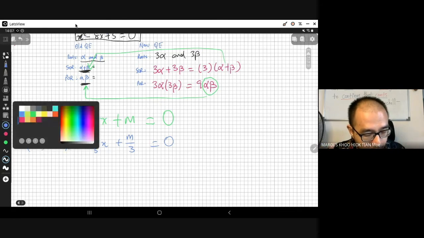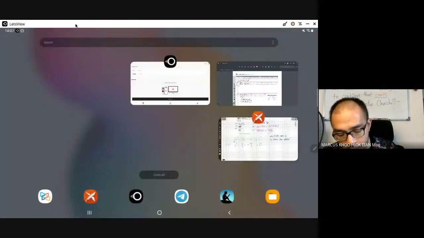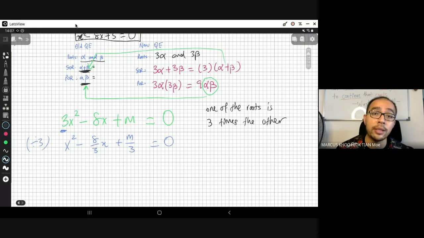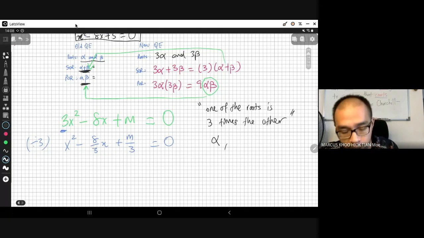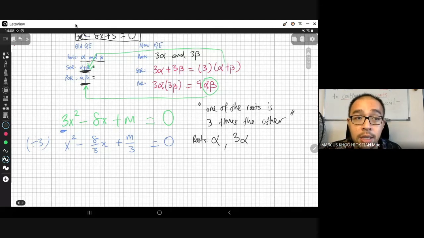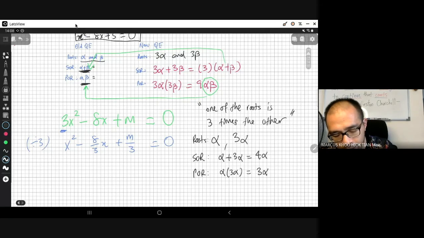Now, in the question, it gives this sentence: one of the roots is 3 times the other. This one doesn't give us the roots. So when you see this, what it means is the first root is alpha and the second root, not beta, is 3 times alpha. Our roots are now alpha and 3 alpha. So what is my sum of roots? My sum of roots is alpha plus 3 alpha, which is 4 alpha. And my product of roots is alpha times 3 alpha, which is 3 alpha squared.